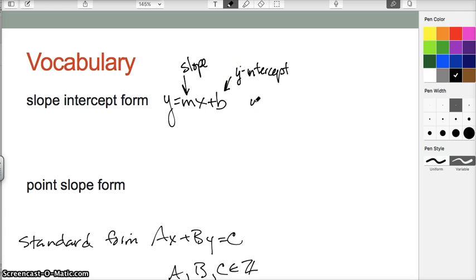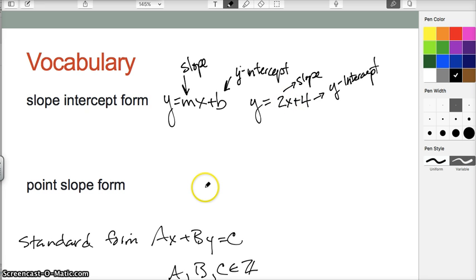And so if I had the equation y is equal to 2x plus 4, I know that the slope is 2 and that the y-intercept would be 4. So this automatically tells me that the graph hits the y-axis at 4. So that's why I absolutely love this one, because it tells me a lot of information.